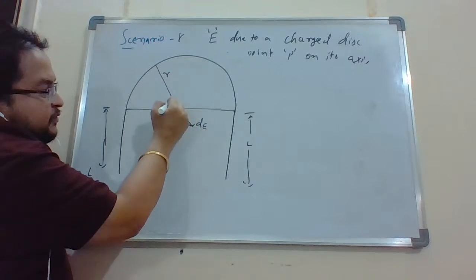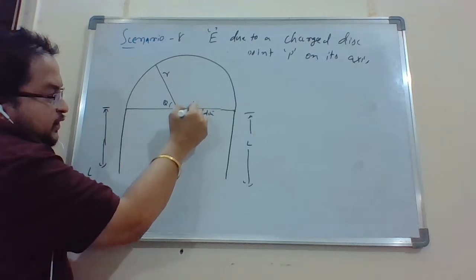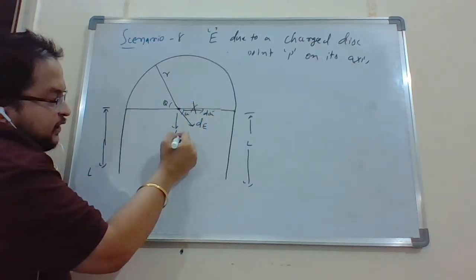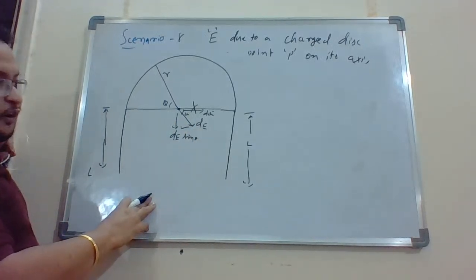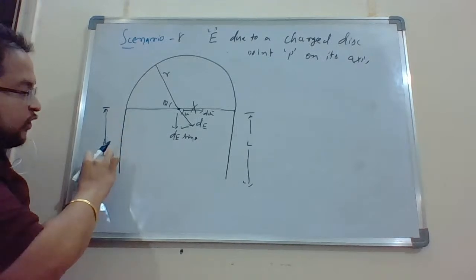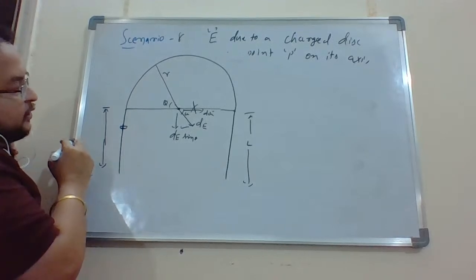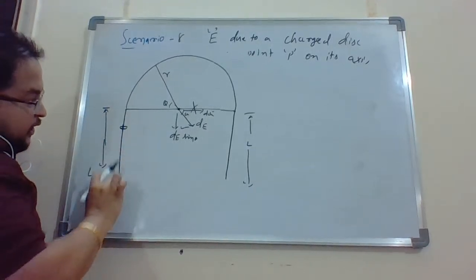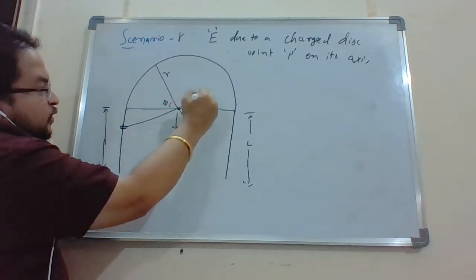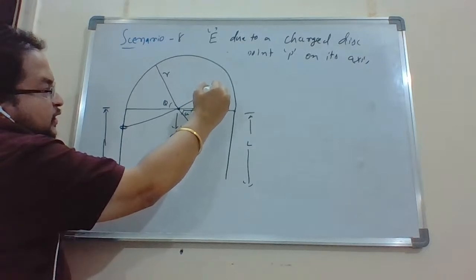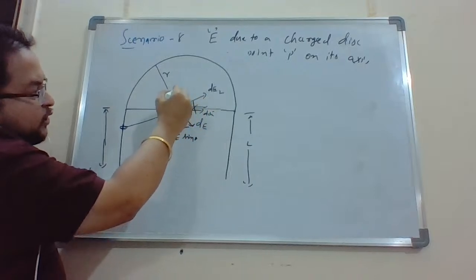So DE, if this angle is theta, you will have DE cos theta. This will cancel out. All the DE sin thetas would contribute to your electric field intensity. Similarly, when you find out for these components, suppose you take an interval here. This is just like your previous problem, at the end of the rod, you are finding it, right? So again, this one would exert some electric field, suppose DE2, and then it will have its own components.